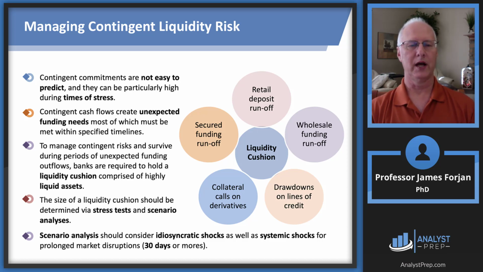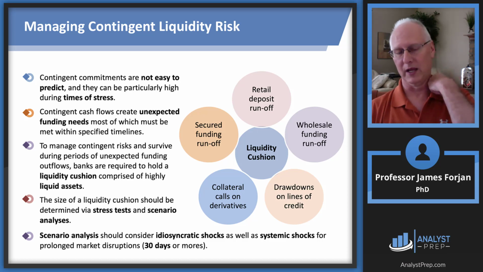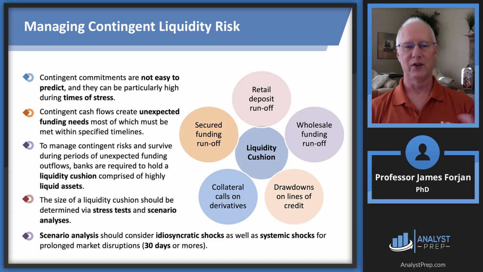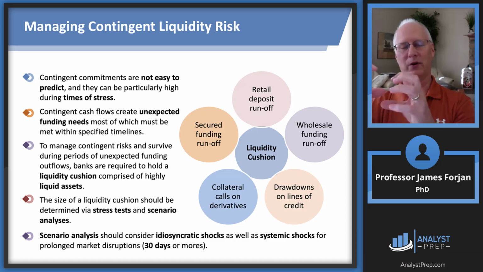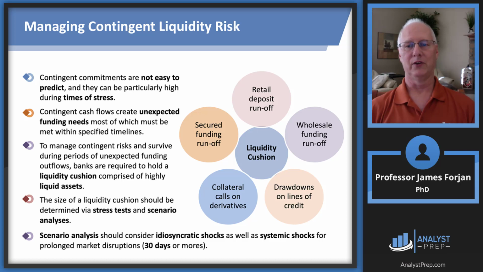Contingent cash flows create unexpected funding needs. All right, we know that. Banks are required to hold a liquidity cushion, right, comprised of highly liquid assets. All right, so we talked about that. Should be determined via stress tests and scenario analysis. We like that. Scenario analysis should consider both systematic and unsystematic shocks. The chapter once again calls those idiosyncratic. So think about that liquidity cushion. We're squeezing that Nerf basketball because of factors that are internal and external.